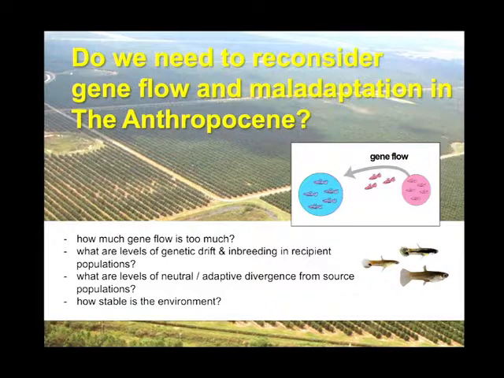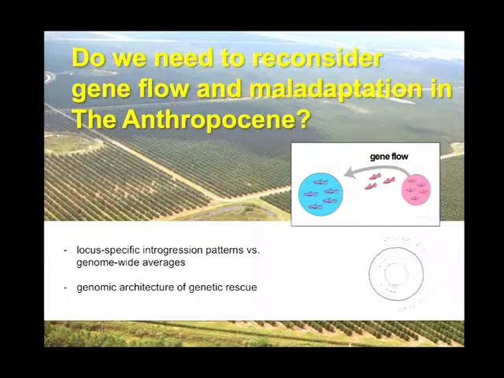So that's why I'm keeping guppies in the toolkit. I think experiments are good for that. I think genomics are also starting to tell us a lot about gene flow in terms of locus-specific introgression patterns. We used to use microsatellites to get genome-wide averages of gene flow, but now we can look at which chunks of the genome are being introduced and staying versus ones that are selected against. So it's a lot more mechanistic, also in terms of understanding the genomic architecture of how genetic rescue works. Is it just genome-wide heterozygosity that increases fitness, or is it really the introduction of a few large-effect, high-fitness loci, that sort of thing?